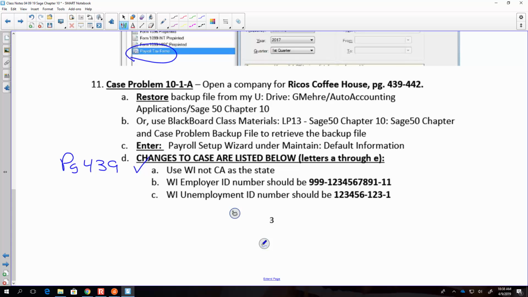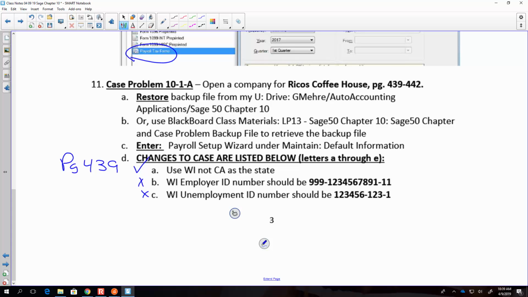Wisconsin employer ID for the withholding is 999 dash blah, blah, blah. For unemployment, the ID number is 123456 with the dashes, please, because Wisconsin has a certain format of the number. If I don't have the format right, it won't print the form out to inform you.